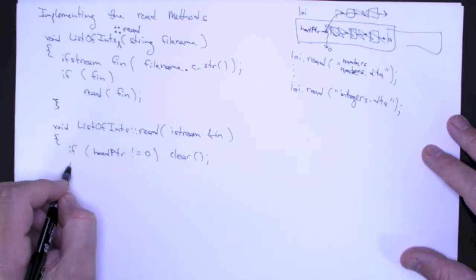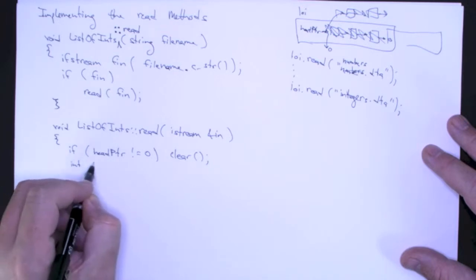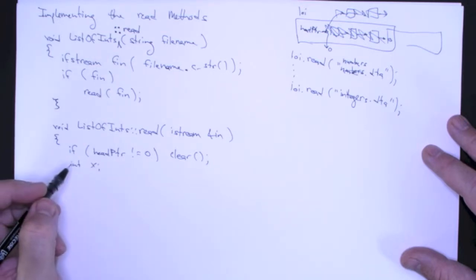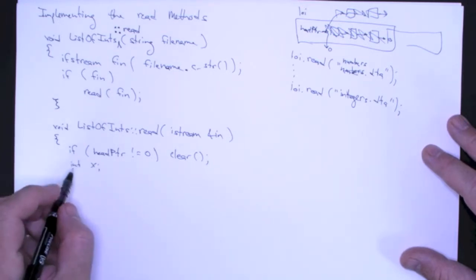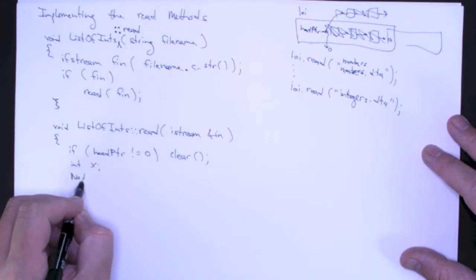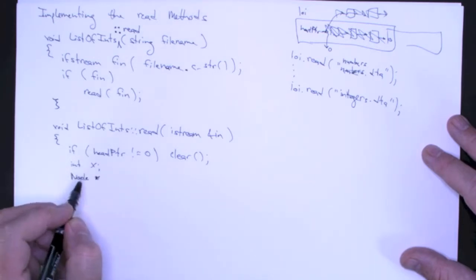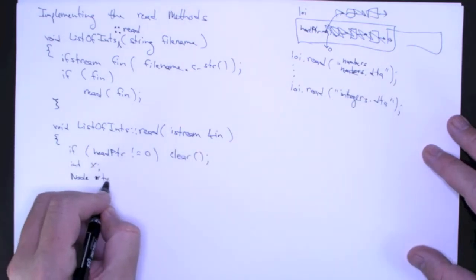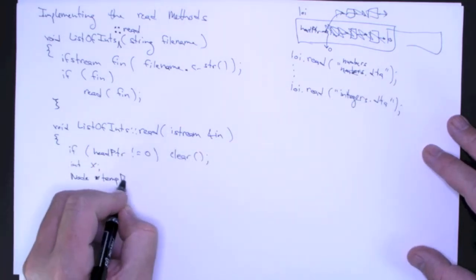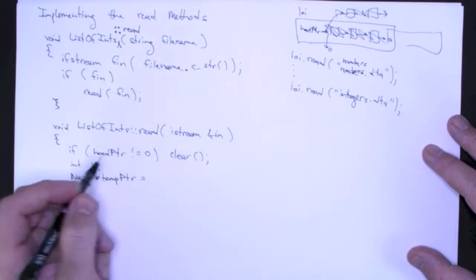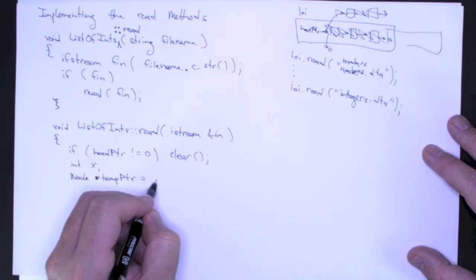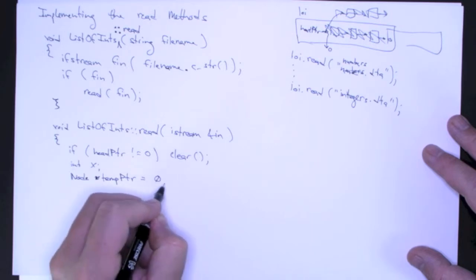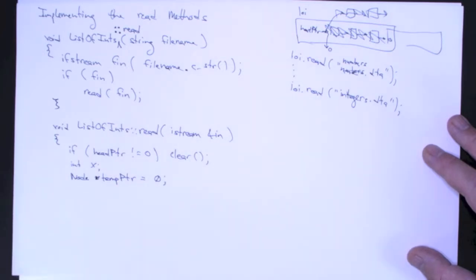Now I'm going to need an integer for reading, and I'll just call it x. And I'm also going to need a pointer that will always point to the last node of the linked list, called temp pointer. And I'm going to start off having that point to null. Okay?